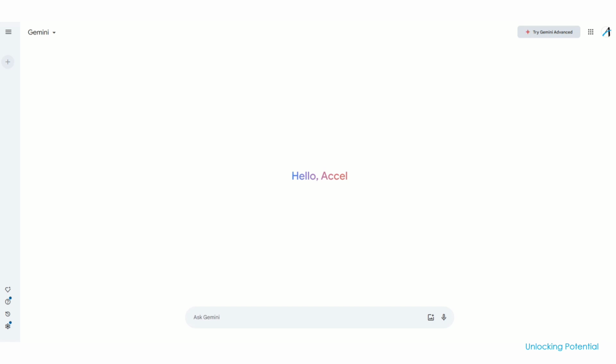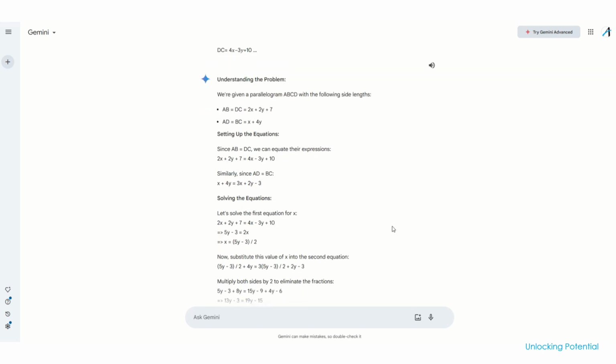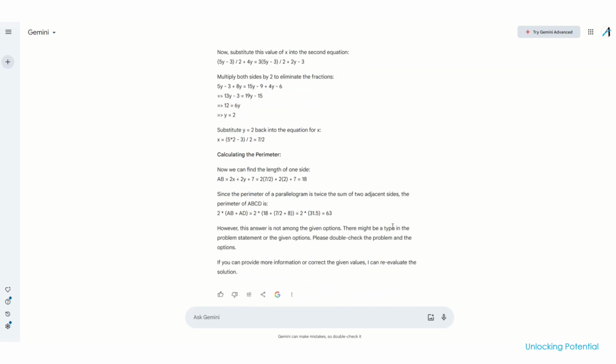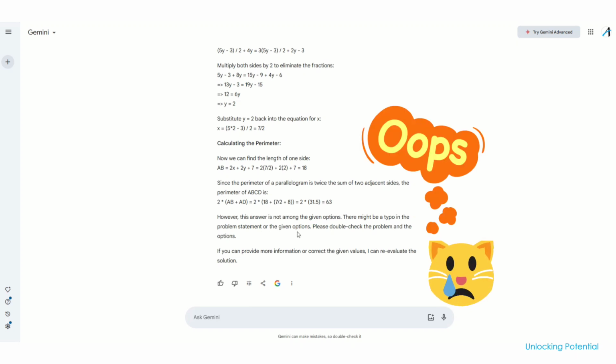We'll paste the same question and see. Again, remember the answer was option D. Let's see if Gemini can give us the correct answer faster than ChatGPT did. Alright, and it's done calculating. However, it could not give us the correct answer.